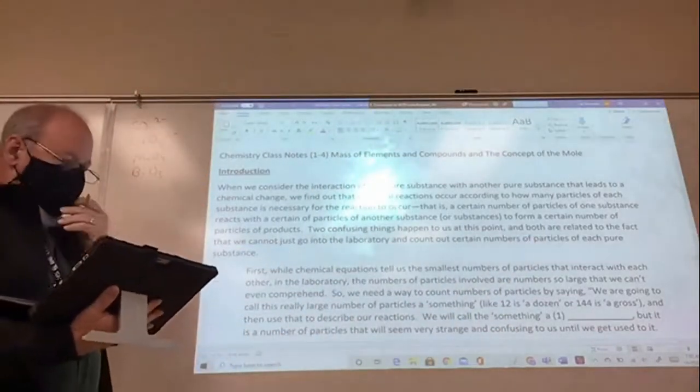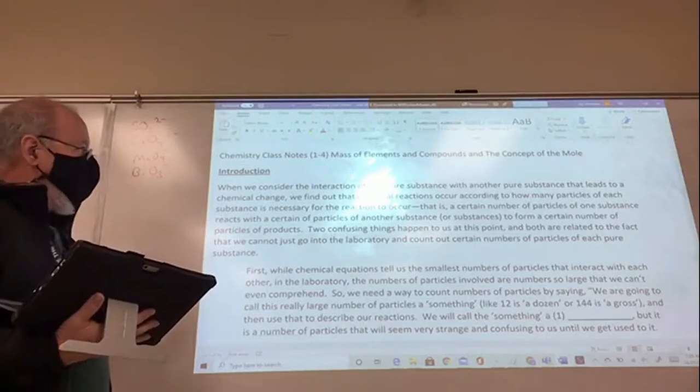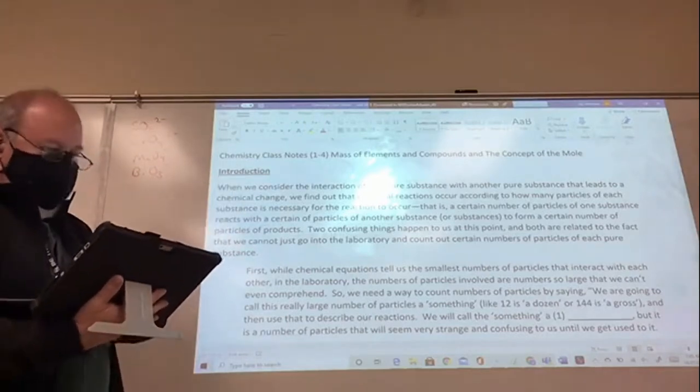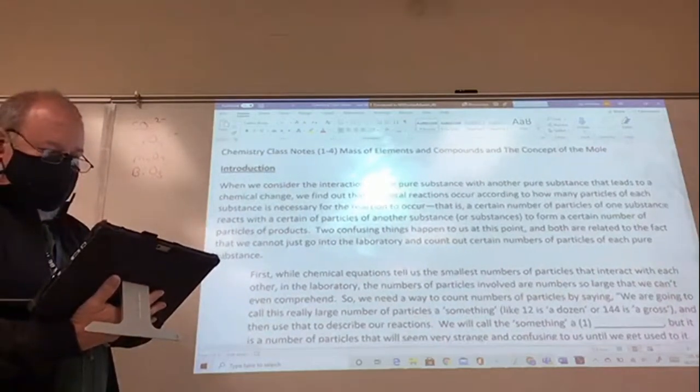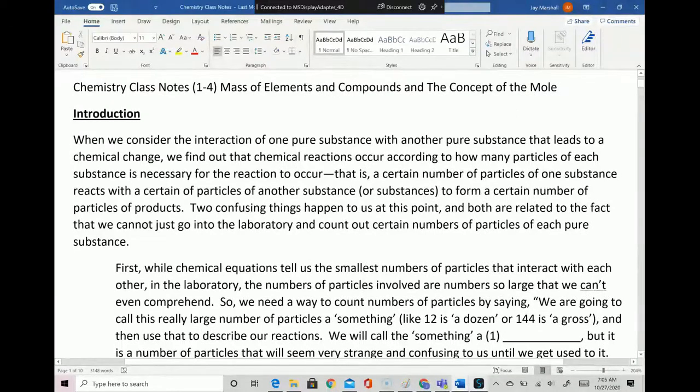Okay, so we need then to talk about the concept of a mole. And it's kind of a strange name for something, but obviously it comes from the word molecule. But when we talk about the interaction of one pure substance with another pure substance that leads to a chemical change, and that's what we did in our lab, right?